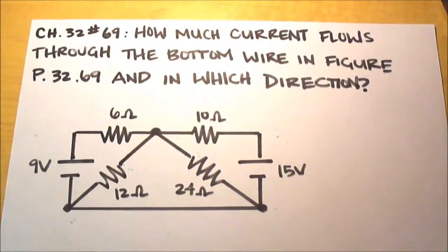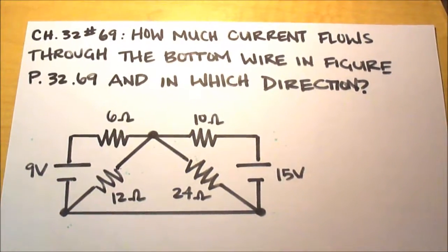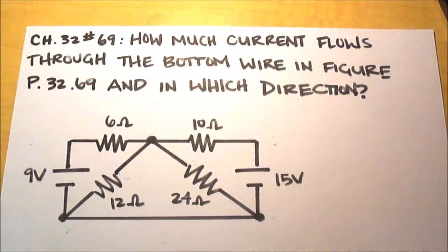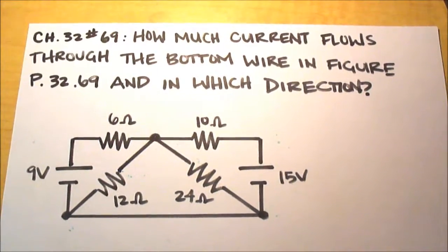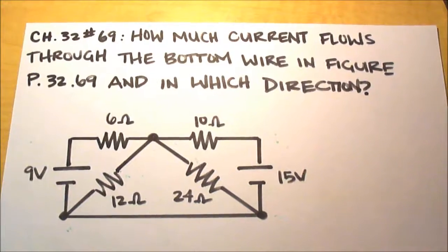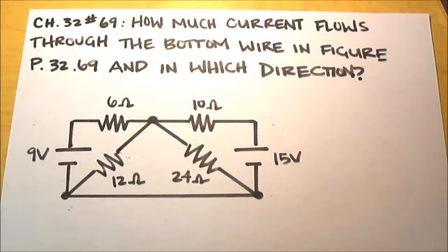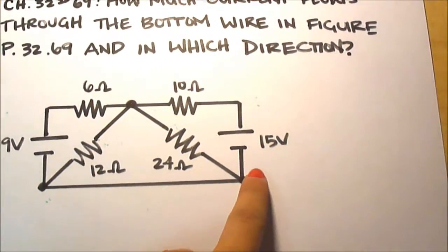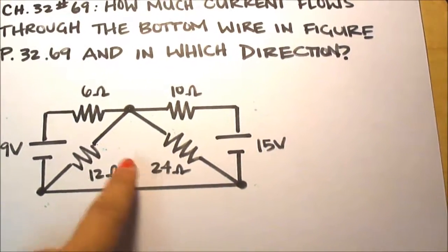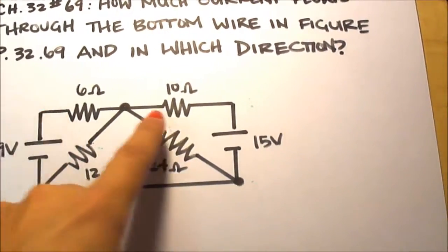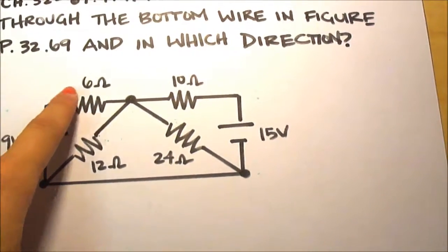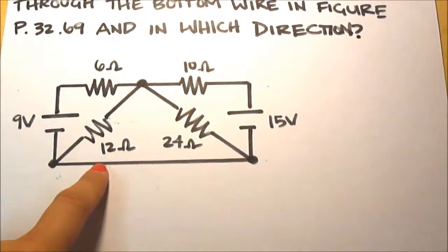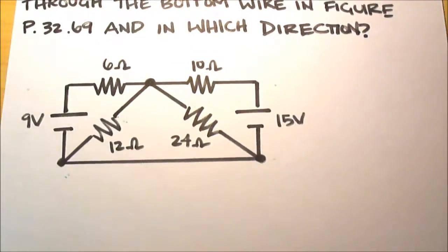Okay, so our question asks, how much current flows through the bottom wire in figure 32.69 and in which direction? So what we have here is a 9-volt battery and a 15-volt battery, and then 4 different resistors, all clearly labeled as 6 ohms, 10 ohms, 12 ohms, and 24 ohms.